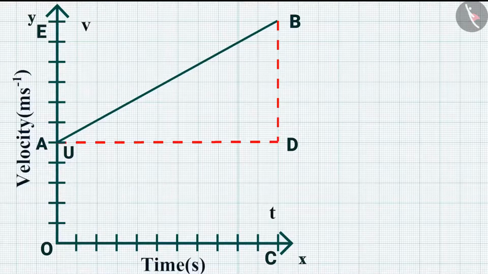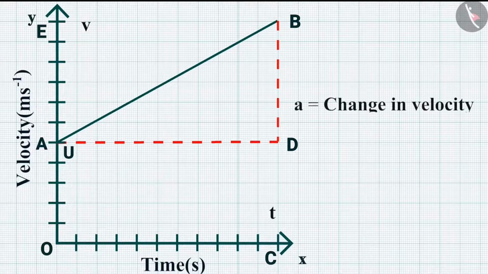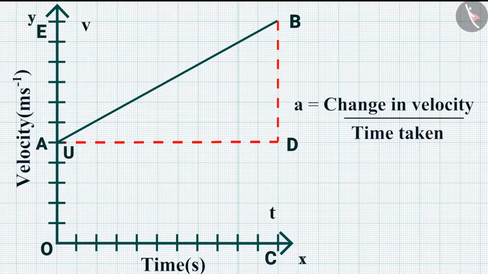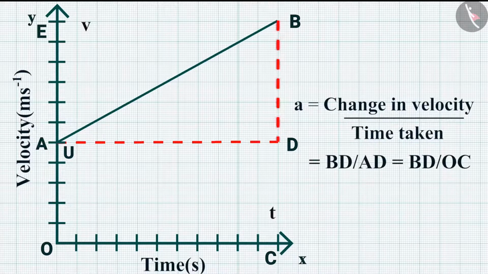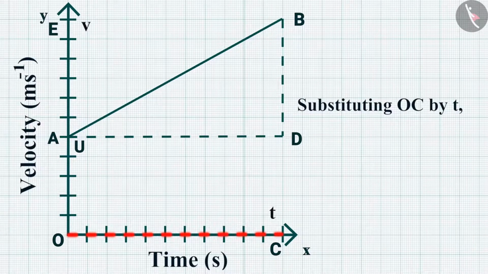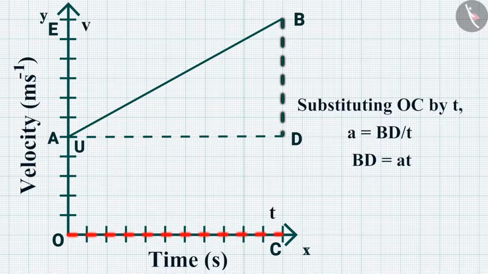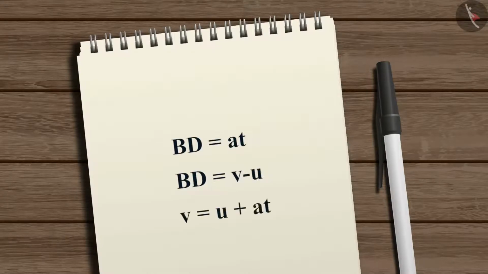From the graph, we can find the acceleration a = change in velocity upon time taken, which is equal to BD/AD, which is equal to BD/OC. Substituting OC by t, we get a = BD/t. BD = at. By substituting the value of BD = at in BD = v - u, we get v = u + at.